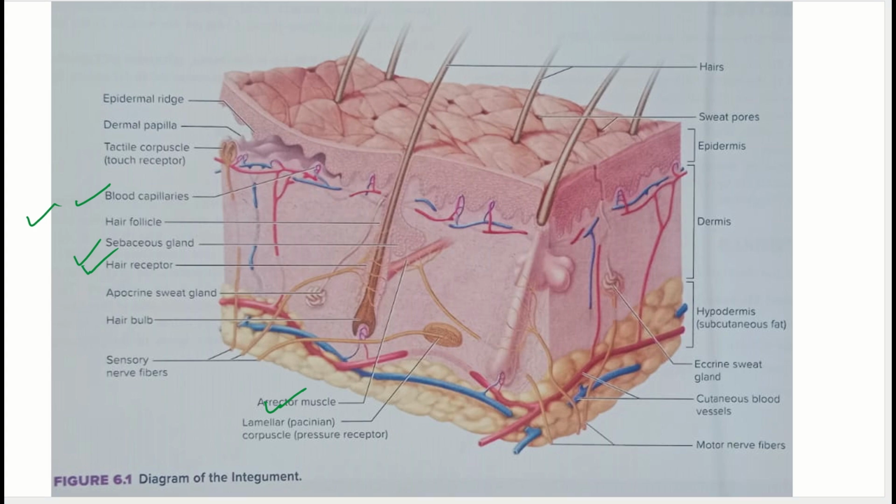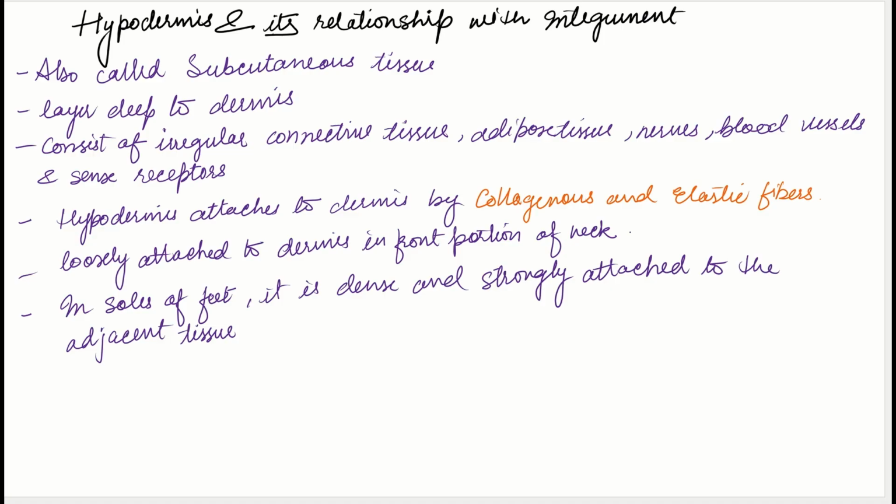The hypodermis is also known as the subcutaneous tissue, and it is the layer deep to the dermis and consists of dense irregular connective tissue, adipose tissue, nerves, blood vessels, and sense receptors. The hypodermis is attached to the dermis by collagenous and elastic fibers. It is loosely attached in the front portion of the neck, and in the sole of the feet it is dense and strongly attached to the adjacent tissues.